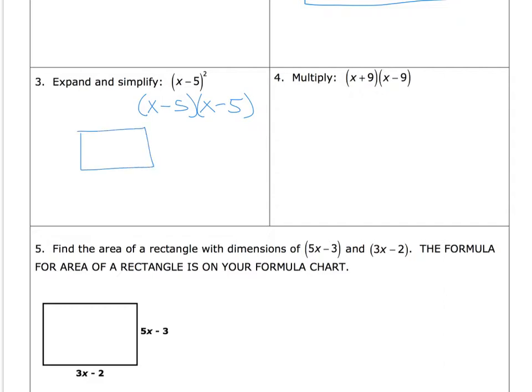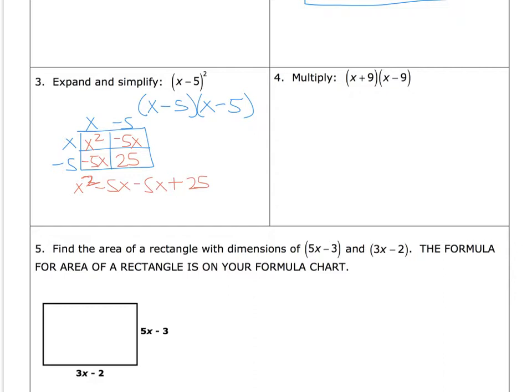Okay, here's my box. I've got x with a negative 5, and I've got another x with another negative 5, and we're going to find the product of those numbers inside. X times x is x squared. Negative 5 times x will be a negative 5x. Again, negative 5 times x is a negative 5x. And then negative 5 times negative 5 is positive 25. So I've got x squared minus 5x minus 5x plus 25.